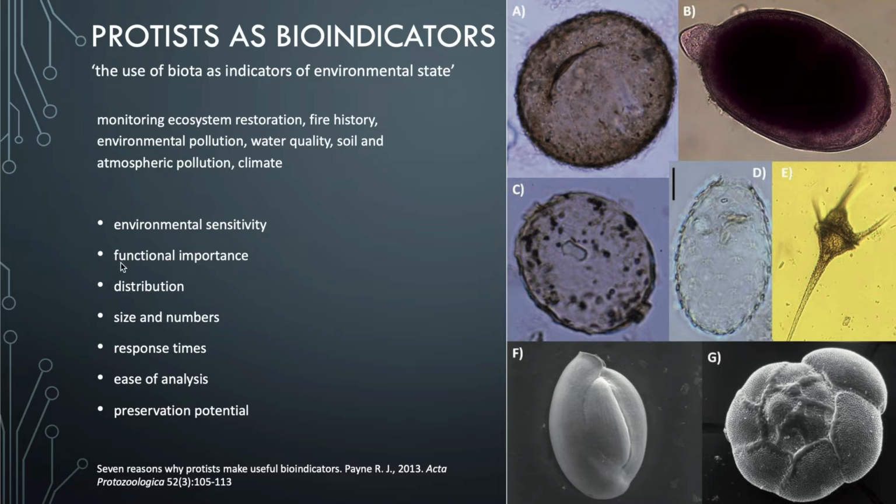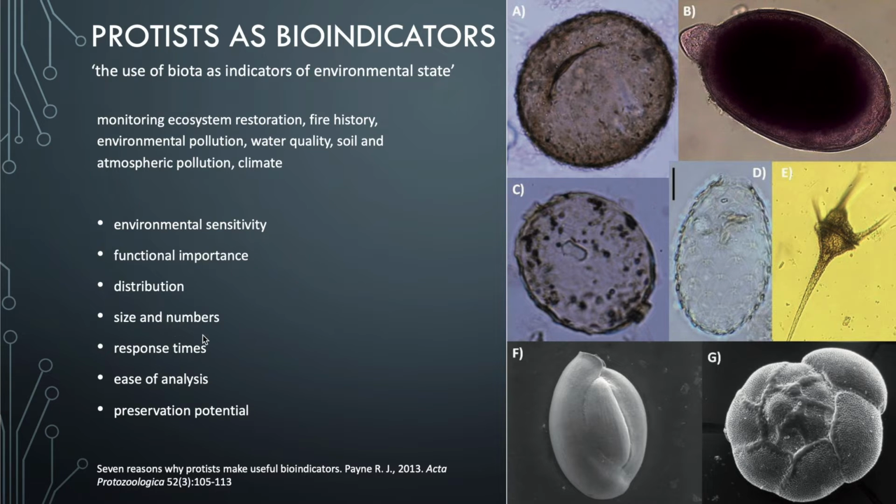And they have a very significant functional importance in the soil ecosystem, being the primary consumers of bacteria and other microbes. Also, they are widely distributed across the globe. Many species are global, but also their distribution is pretty even across soils and very much dependent on the specific soil ecosystem. So ecosystems can be compared based on the presence or absence of particular protists.